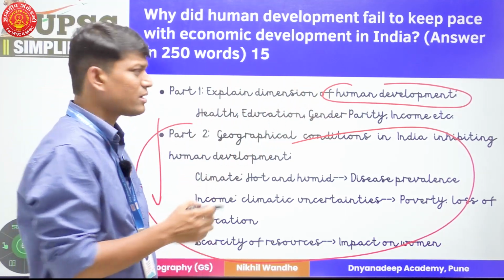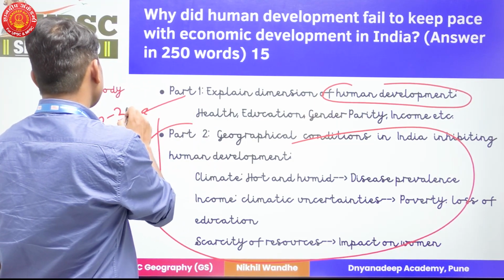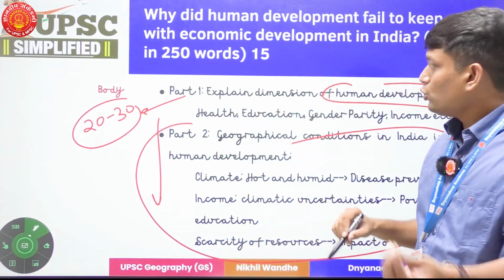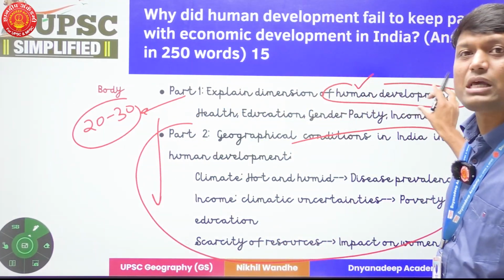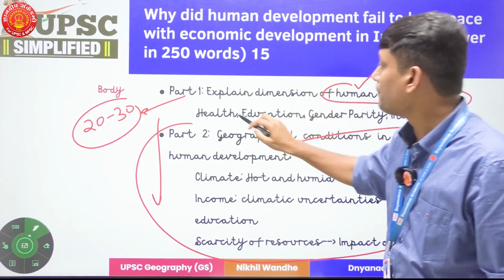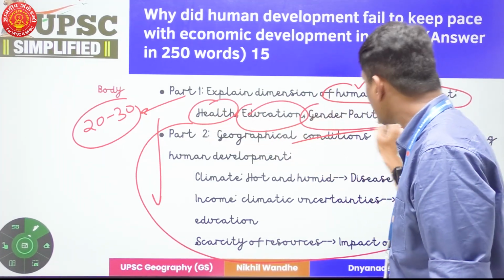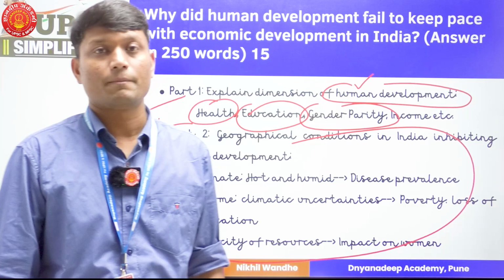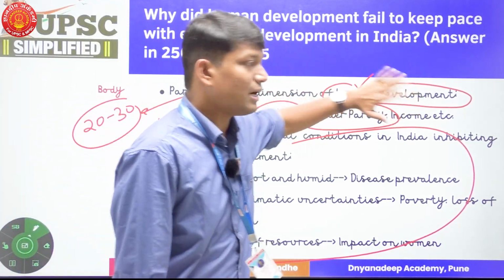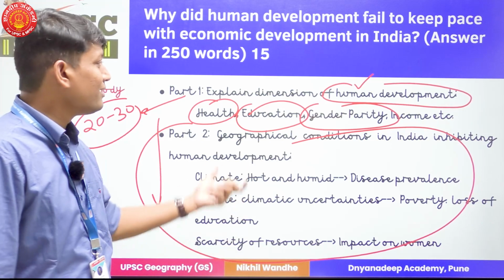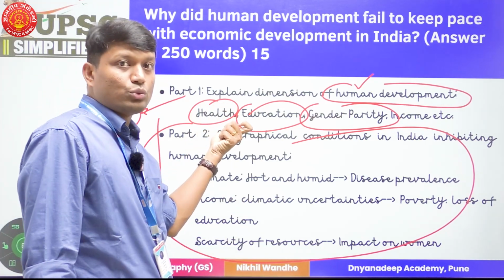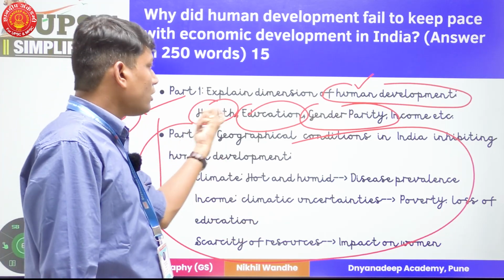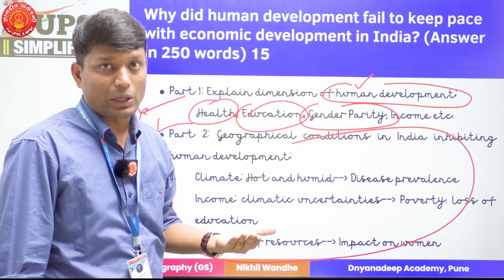I am not going to spend a lot of words, right? Maybe I'll spend some 20-30 words, not even 30. I'll wind up in 20-25 words. But in those 20-25 words, I'll say, see, so and so is human development. Whenever we talk about human development, we'll talk about health, we'll talk about education, we'll talk about gender parity, income inequality, and so on and so forth. Clear? So that is something I have addressed here. And now what I have to do is find geographical reasons for all these things which have not been achieved well.